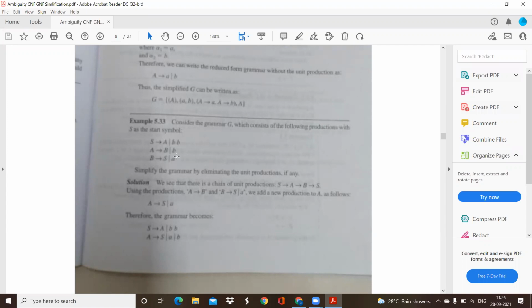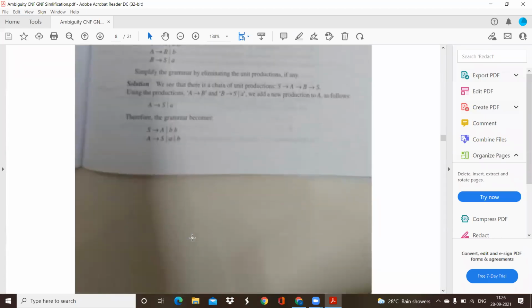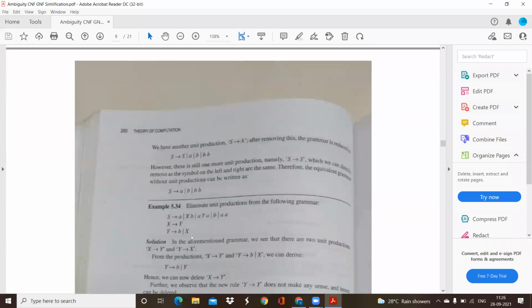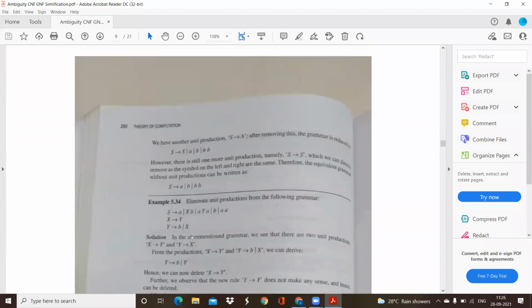Yes, so B की जो production है that you can replace. Yes, ma'am. So you'll get this as your final simplified grammar. Later, if you want to remove A, what you are saying, so after removing it, you will get it in this way.